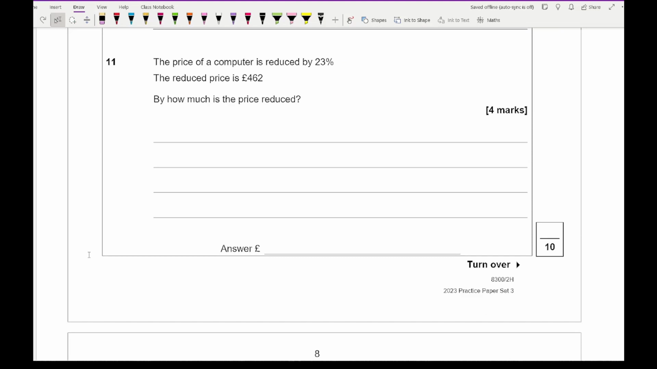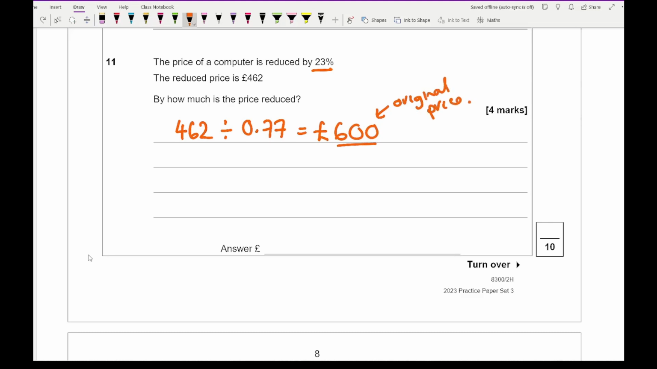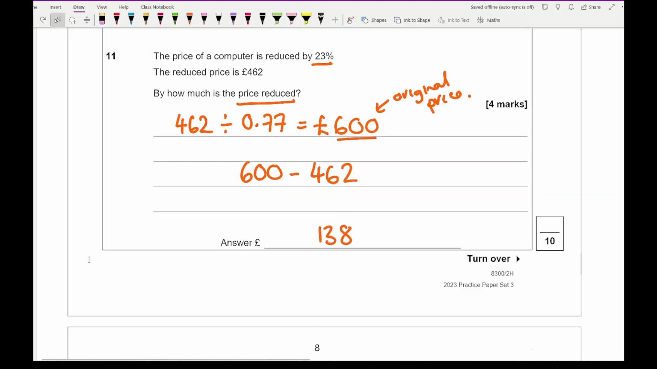So for this, what we need to do is work out the original price. So we do the new price divided by the decimal multiplier of a 23% reduction, which is going to be 0.77, and that comes to an answer of £600. So £600 was the original price. Now the question's asking how much it was reduced by, so I've then got to do 600 minus 462, and that gives me an answer of £138.